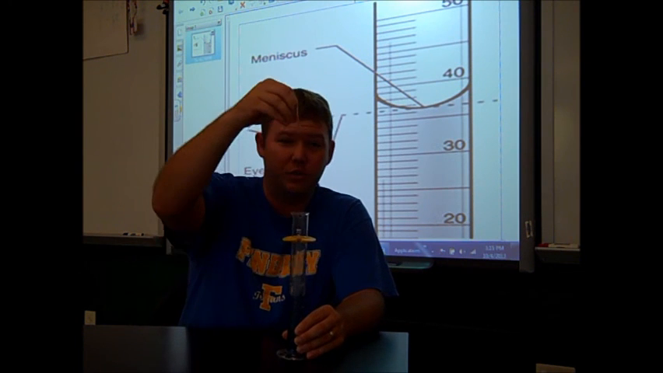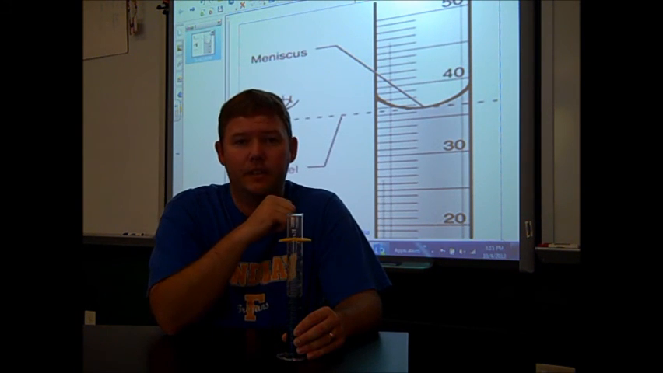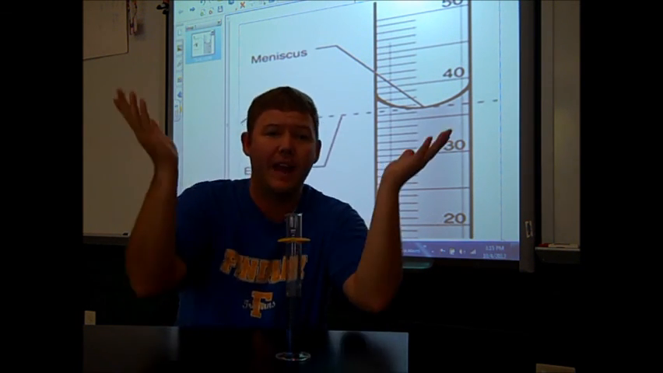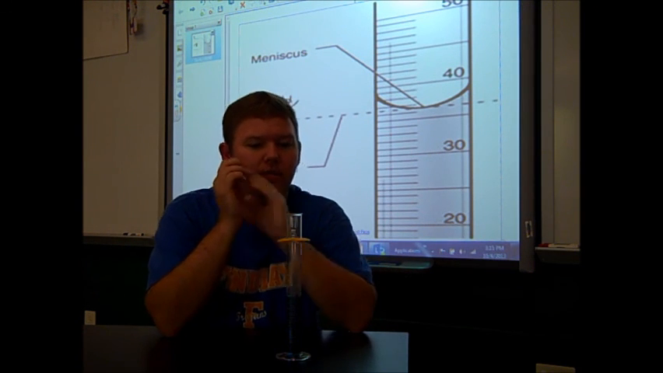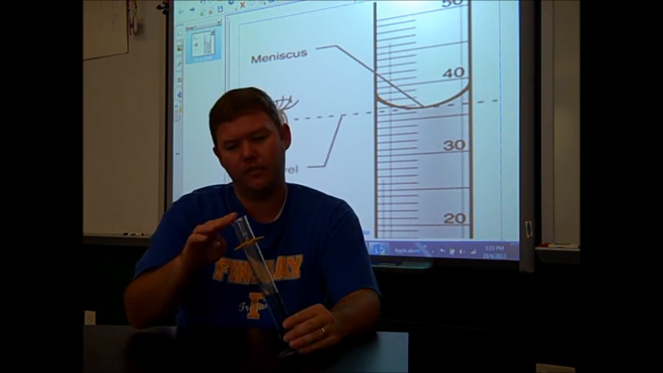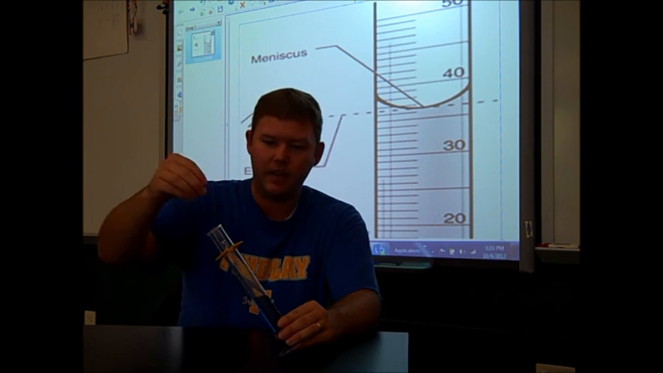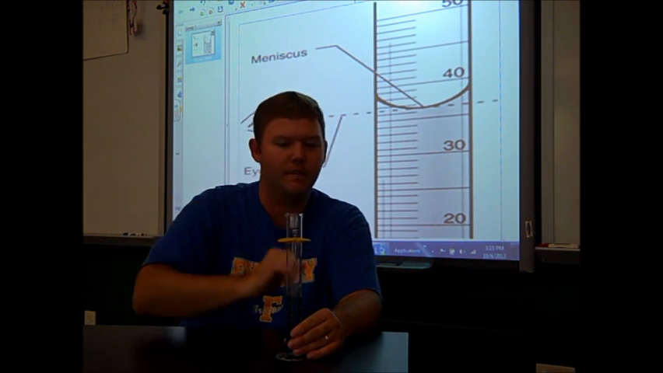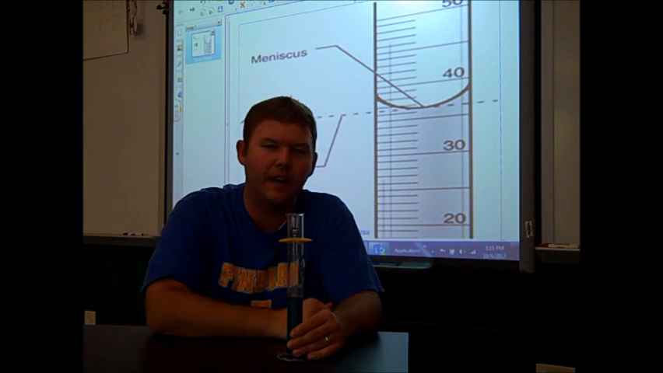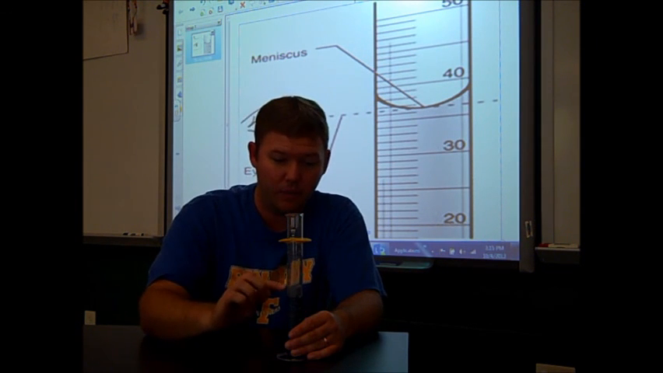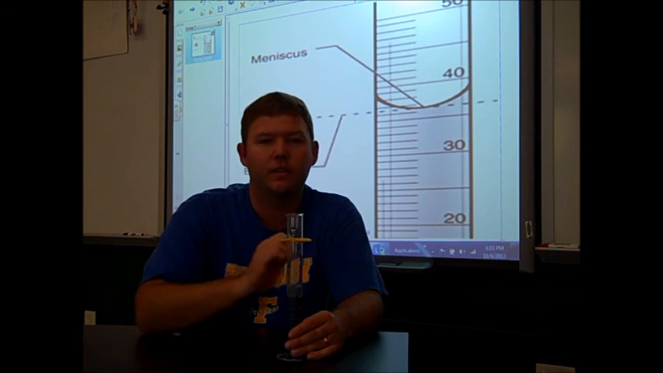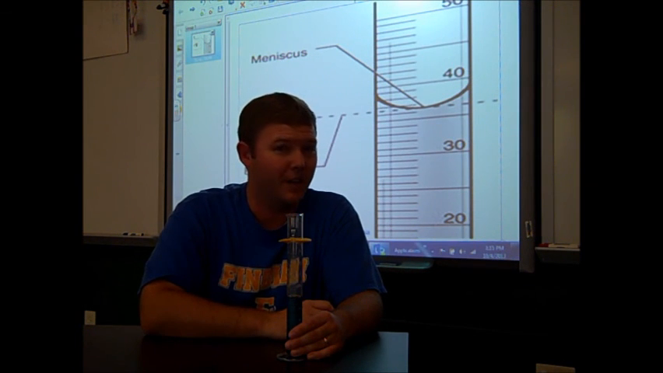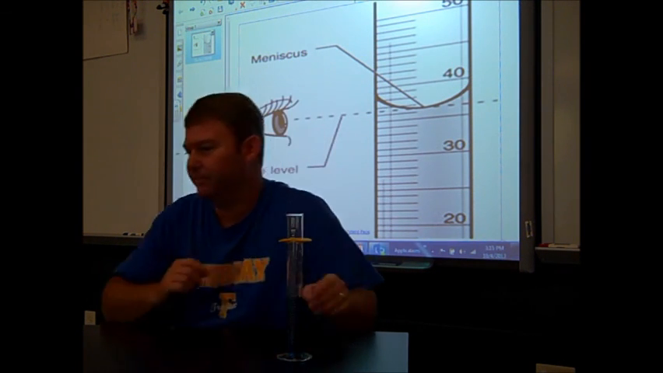Now, we don't want to just drop the object into the graduated cylinder because then water is going to splash out and that's going to throw our results off. So what you want to do is carefully tilt it to the side, take your object, slide it in, and then tilt it up. Then you'll find your final volume by reading the bottom of the meniscus after the level has gone up. That's how you read a graduated cylinder.